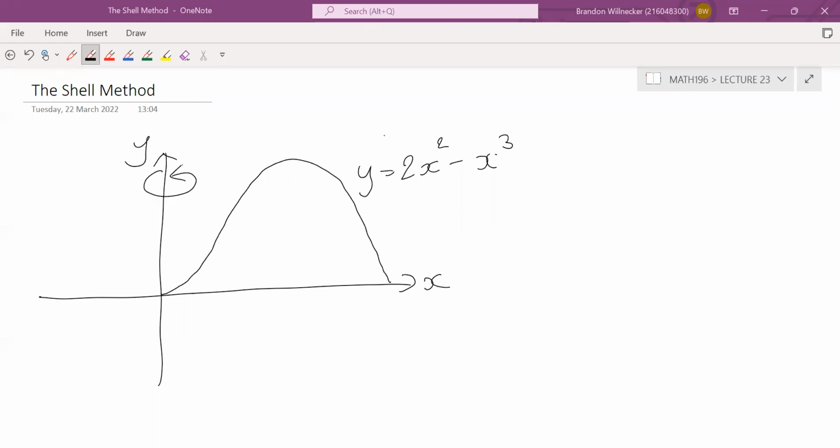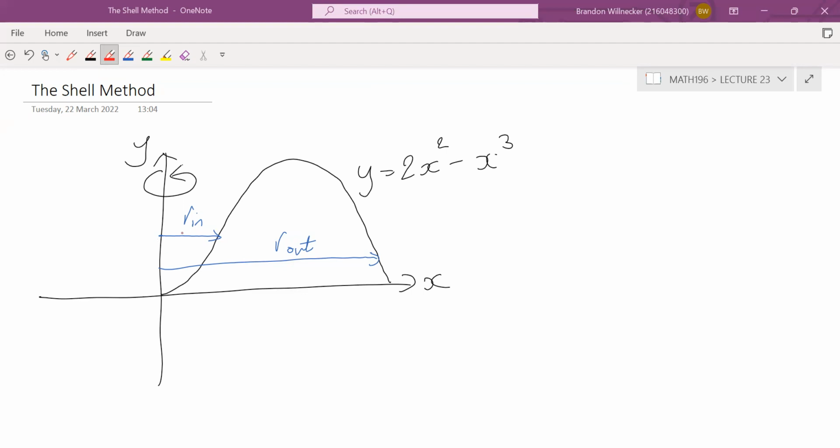Now just by looking at this, you might think that we should use the washer method, because if we look at our vertical axis, that's the rotation axis, we've got ourselves an inner radius, and we've got ourselves an outer radius. So you might think, why don't we use the washer method to find the volume? Well, in this case, we can't use the washer method because there's no way to find R in and R out, because this function is not invertible.